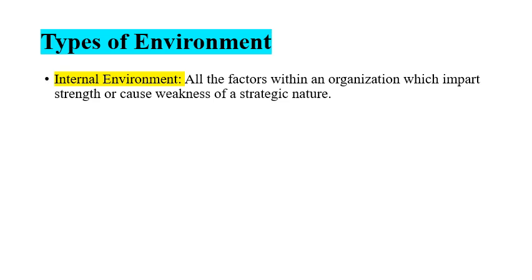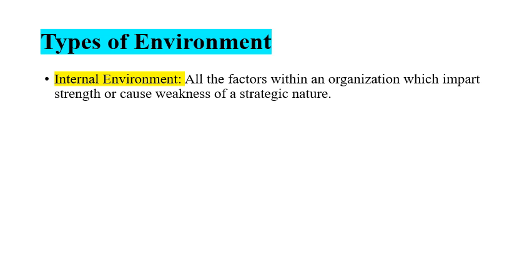Now we'll try to understand the types of environment. The first environment is the internal environment. What is internal environment? Internal environment is nothing but all the factors within an organization which impart strength or cause weakness of a strategic nature. Whatever factors within the organization give some sort of strength to the business in a strategic way, those factors are called internal environment.